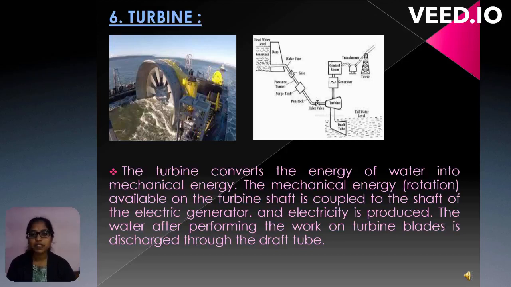Next is the turbine. There are many types of turbines; the hydraulic turbine converts the energy of water into mechanical energy. The mechanical or rotational energy available on the turbine shaft is coupled to the shaft of the generator, and electricity is produced. The water, after performing work on the turbine blades, is discharged to the draft tubes. You can observe the draft tubes in that image, which is a block diagram of a hydroelectric power plant.